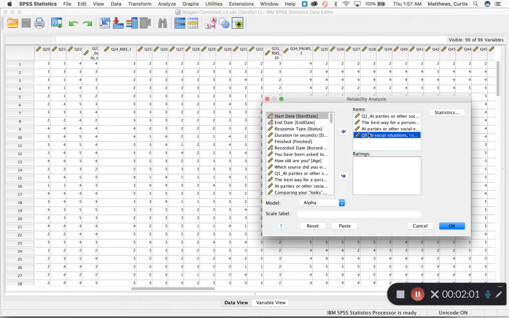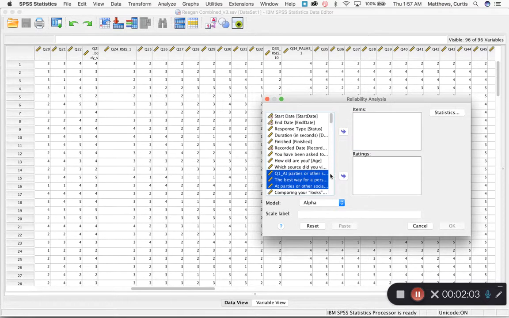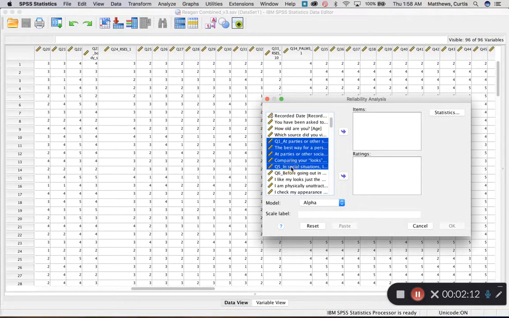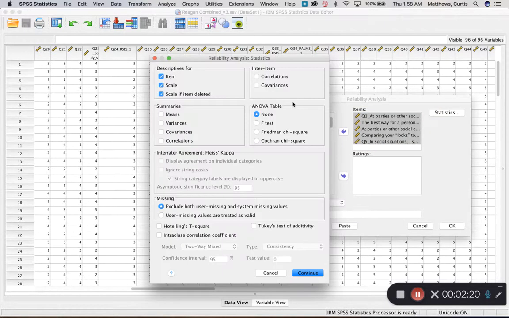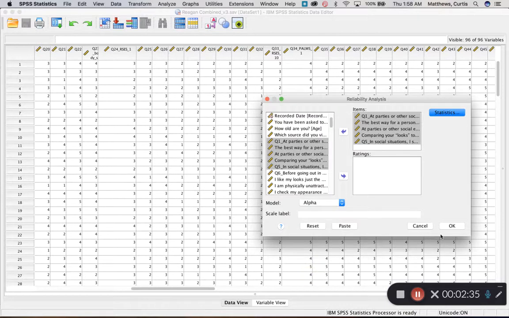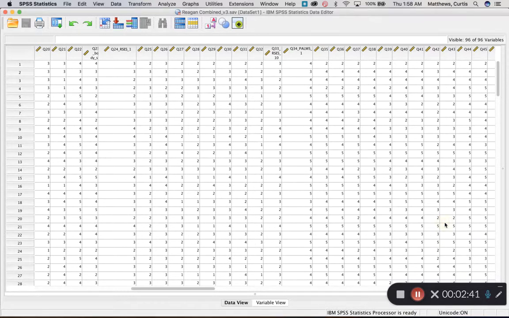And then at that point, you move all the pieces over for your scale. In this case, I'm going to do the very first one here. That means I'm going to grab Q1 through Q5. Those are the 5 parts to the physical appearance comparison scale. And then we just add them. Normally this will be blanked out, so what you need to do is come back up here and check: I want the item, I want the scale, and I want the scale if item is deleted. I don't need to worry about adding anything else, just these 3 up here in the top. And click continue. And then make sure that the model says alpha, which it should always want to do. And then just click OK.